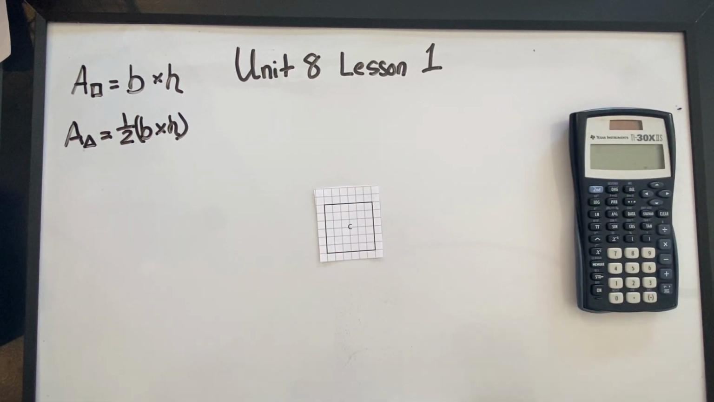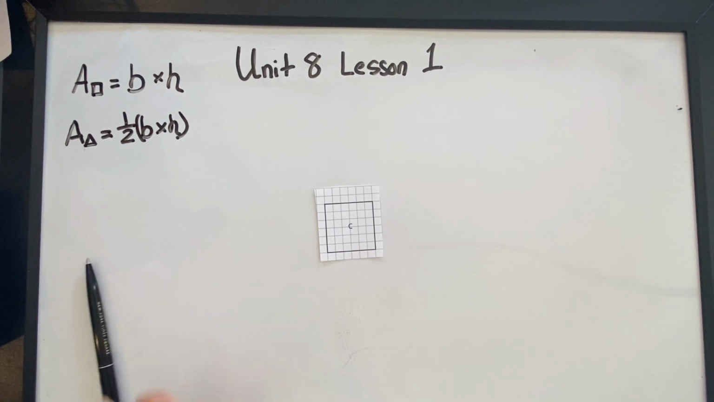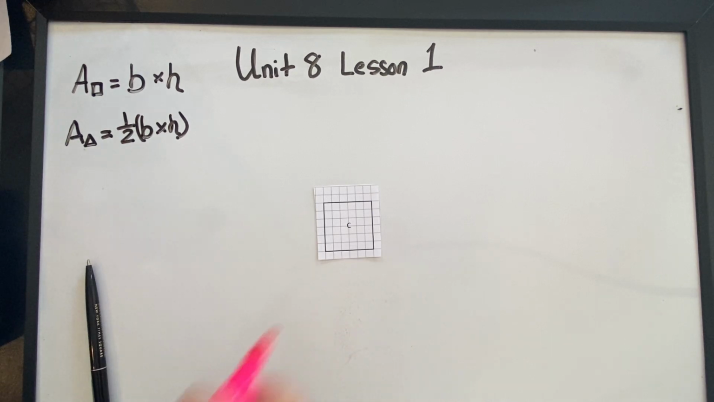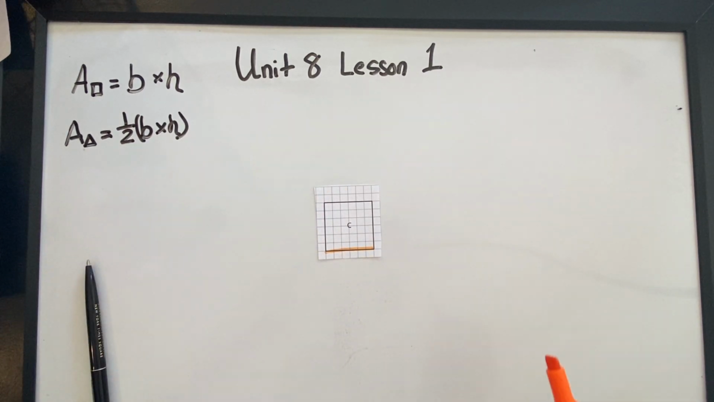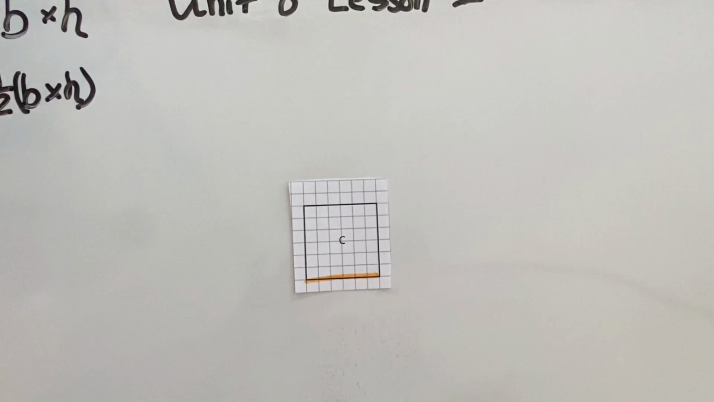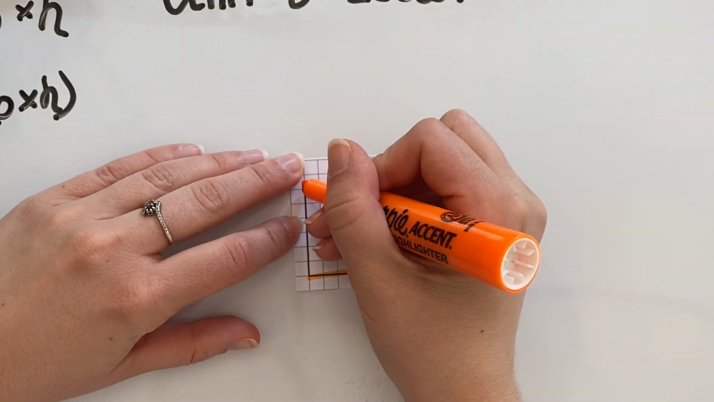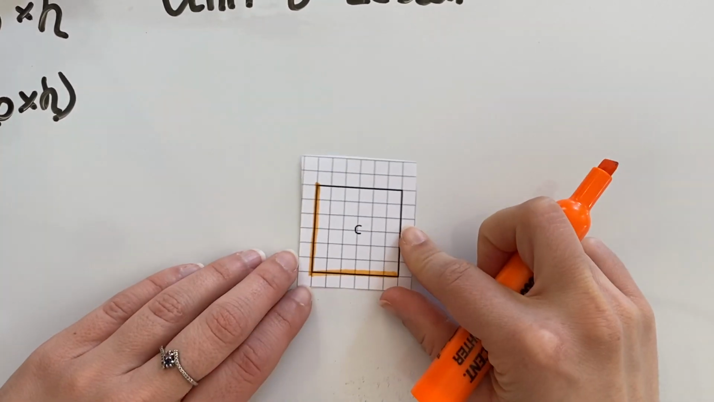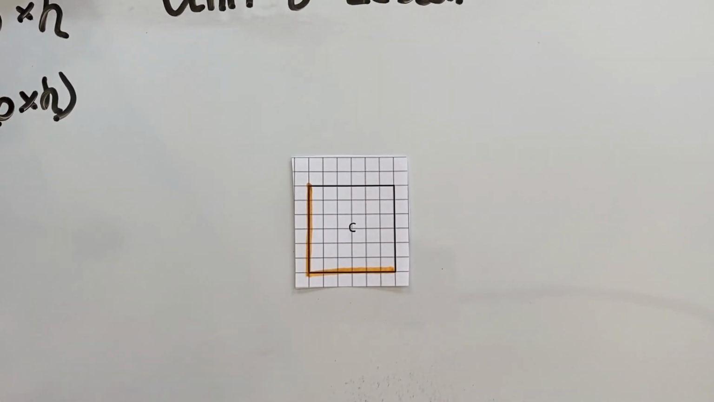So here we have a square, as you can see. Let's find the area of this square. So we need to find the base. The base will be here. So that's my base. Let's see if I can zoom in. That's my base, and up here is my height. So now we just need to count how many square units there are for the base and the height.